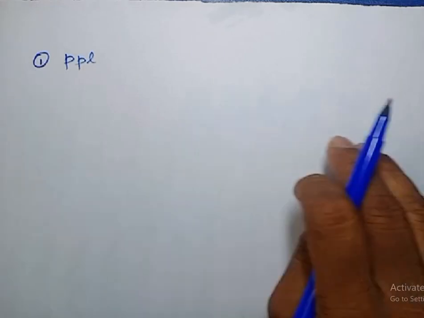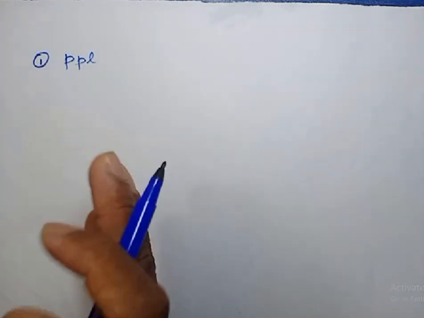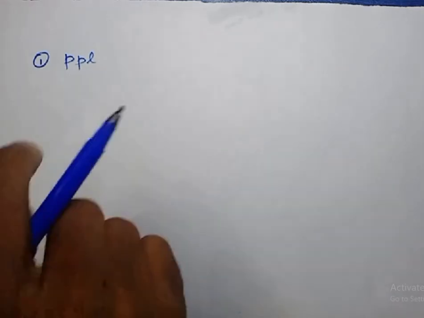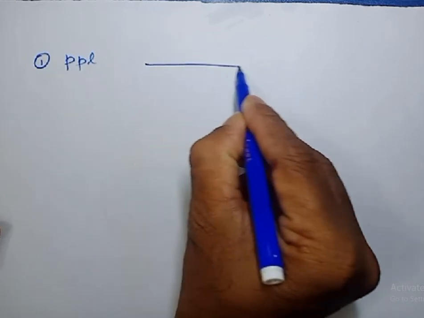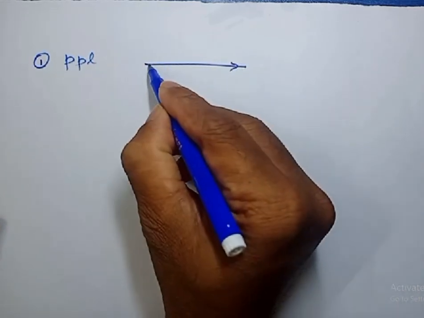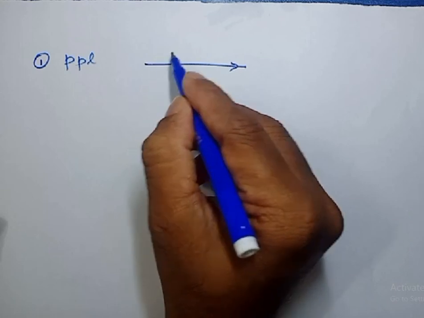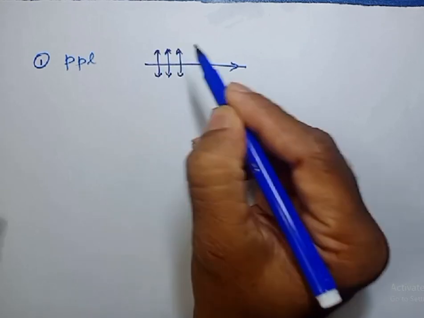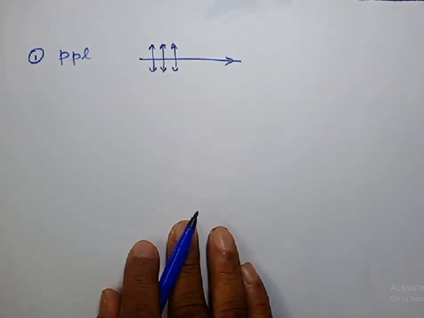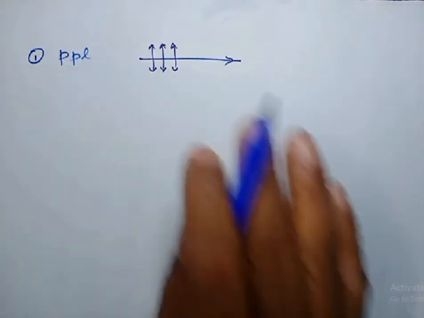Ordinary light, when it travels, the electric field and the magnetic field oscillate in all possible planes. Whereas plane polarized light, when it propagates in a particular direction, the electric field or the magnetic field oscillates only in one plane. That's the meaning. This is called plane polarized light.